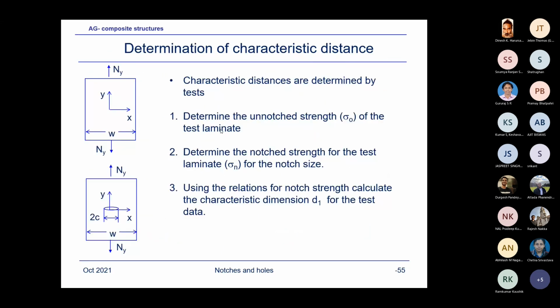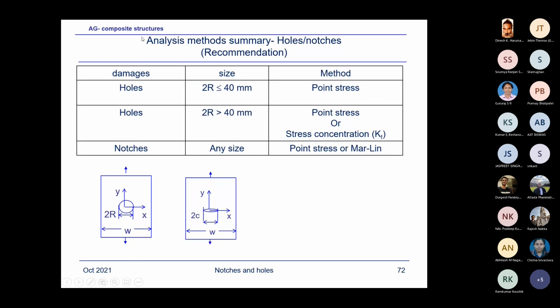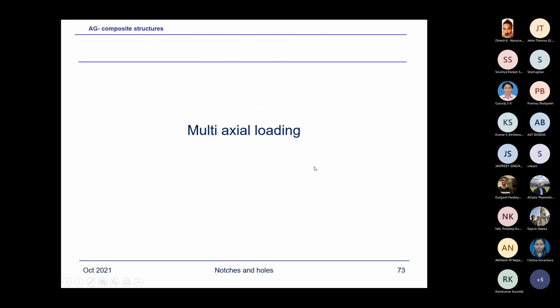And that is why I wrote the summary here. In the analysis, when the hole size is less than 40 millimeter, you can always use point stress. It doesn't matter. It will give you the same result, because the equation will turn out to be the same as 1 upon KT for a very large hole. Okay, any other questions on this discussion so far?